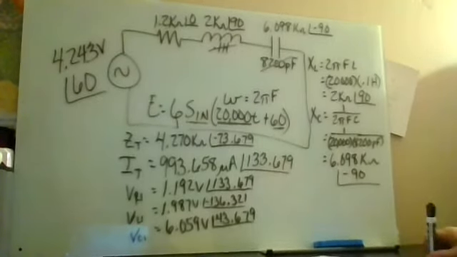Remember your rules. I know you probably didn't get a chance to write them down. Try to remember them. Make sure I'm in phasor. Find X of C and X of L. Make sure everything has an angle. Find Z total. Find I total. Find all my voltage drops. If you follow those 6 rules, you'll be good to go.